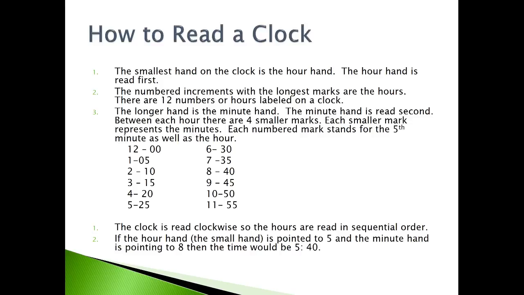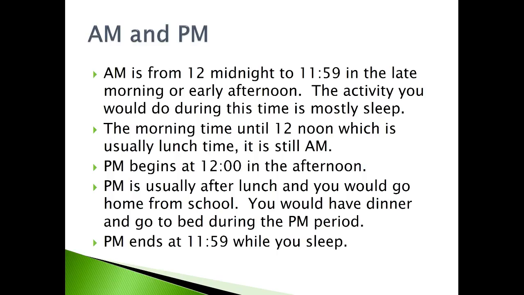So here are some directions on how to read a clock. I know you know how to, but it may be some little things that the kids might need to know. AM and PM is a new concept to our little kids, and so AM, of course, is from 12 midnight to 11:59 in the late morning or early afternoon. So have the kids either have pictures showing them midnight versus morning, and having them understand AM and PM.